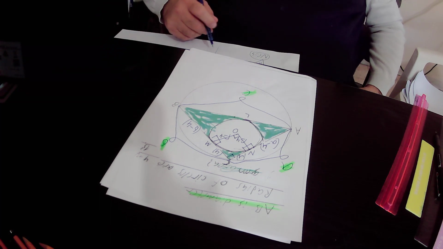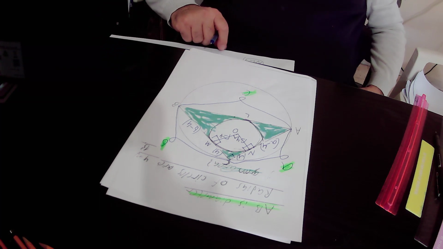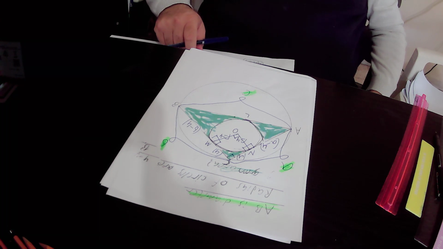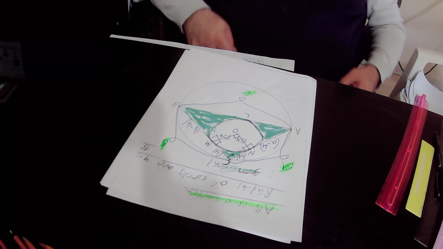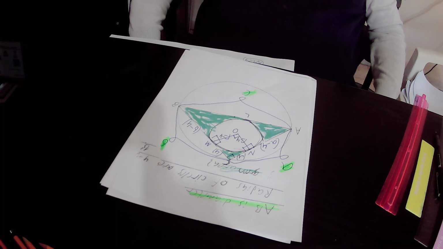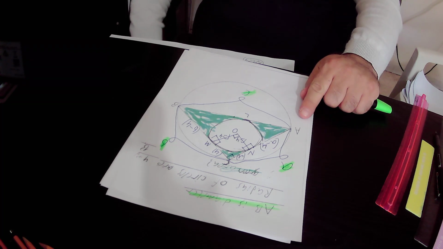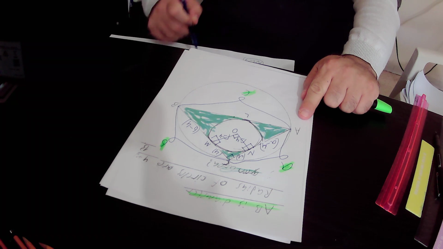In the next step, I will present to you rule number 2. According to rule number 2, the lengths of two tangents from a common external point to a circle are equal. So we'll focus on the common external point, point A.